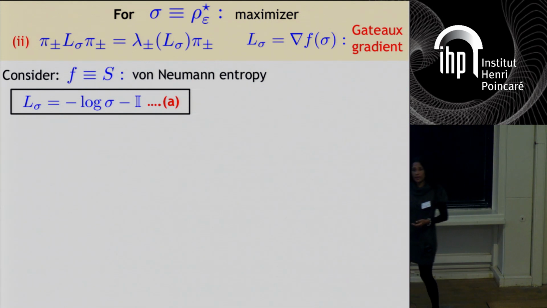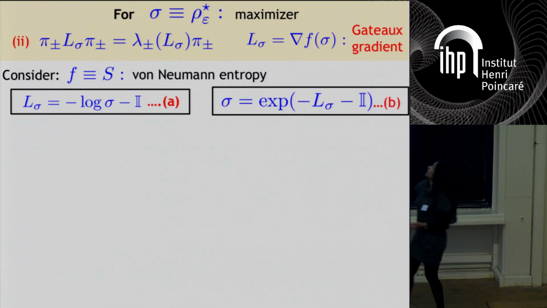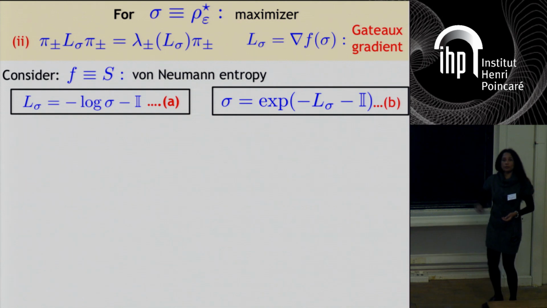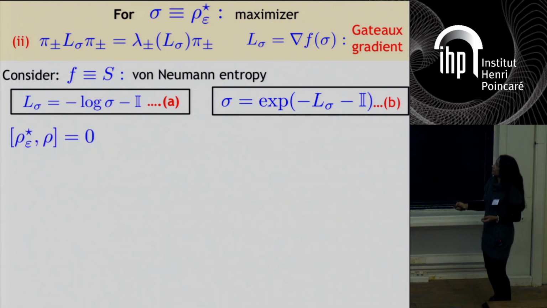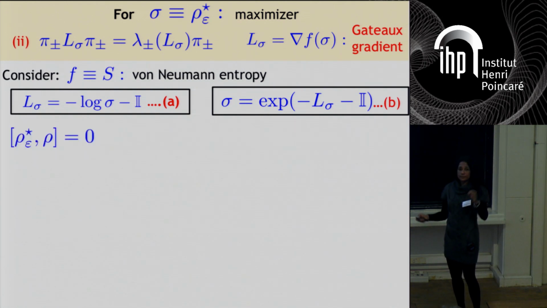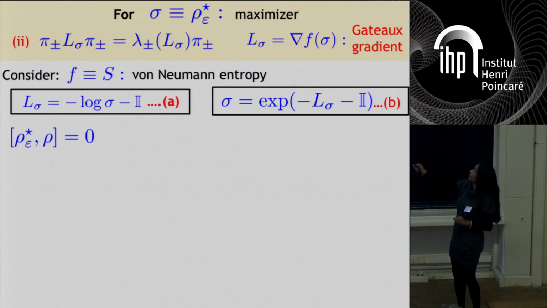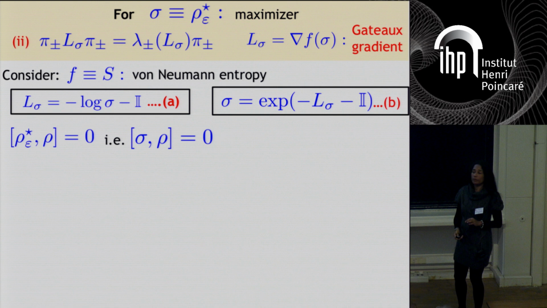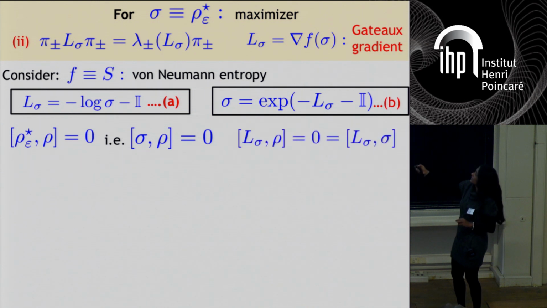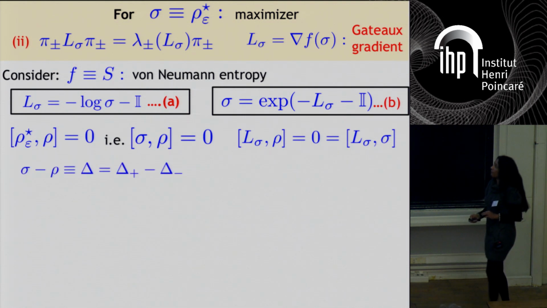We can invert the relation to write the state sigma in terms of its Gateaux gradient. Okay? What I had claimed, I did not prove it, is that the maximizer commutes with the state rho. Here sigma and rho star epsilon are the same. So this means sigma commutes with rho. As a result, L sigma, which depends only on sigma, also commutes with rho, and of course it commutes with itself. So what does this therefore tell us?